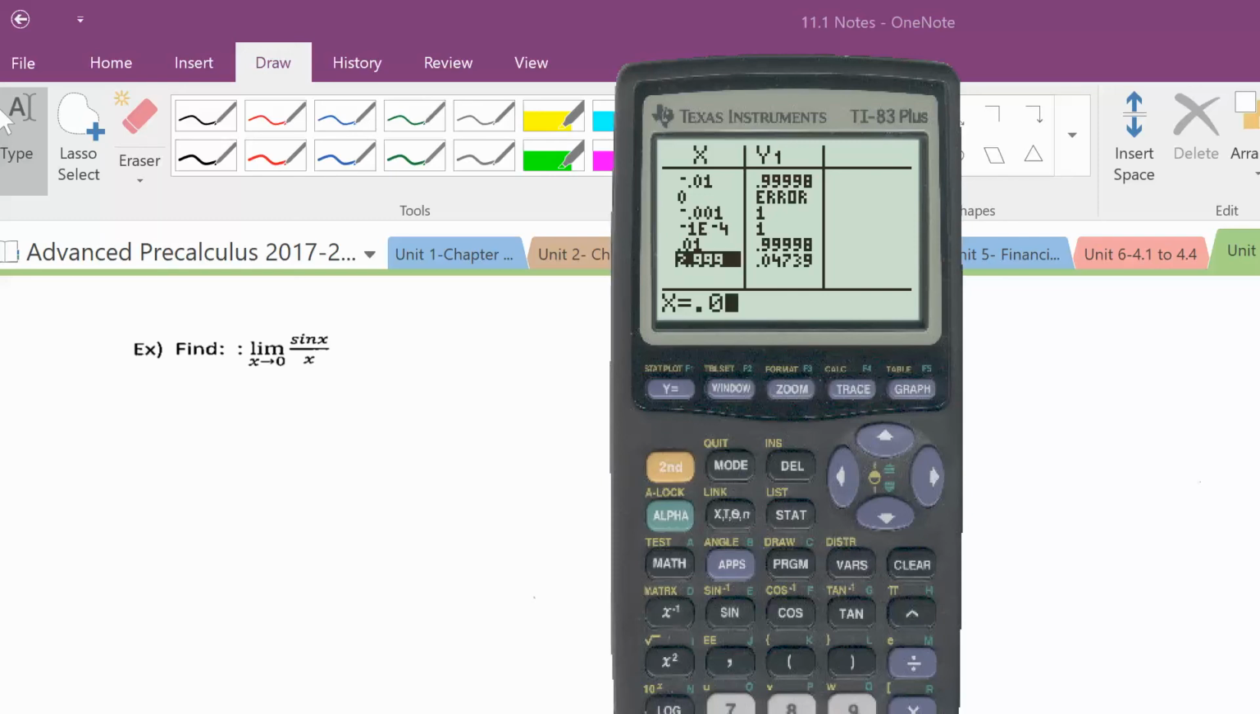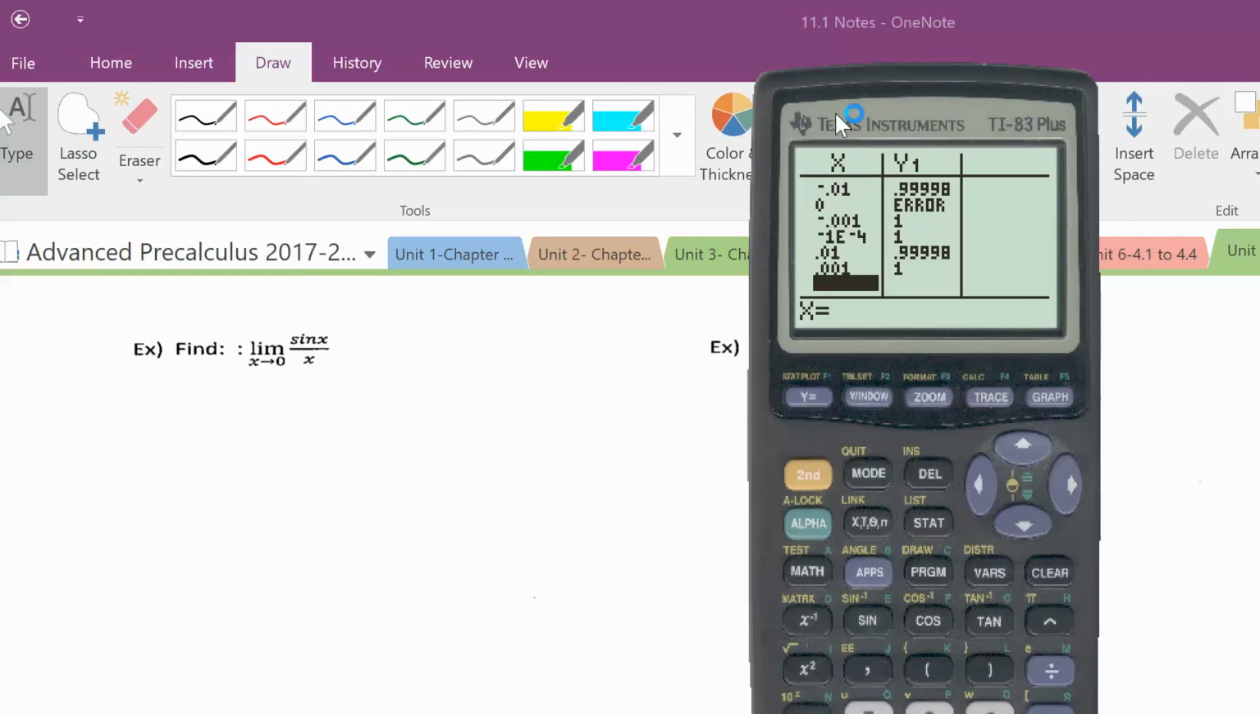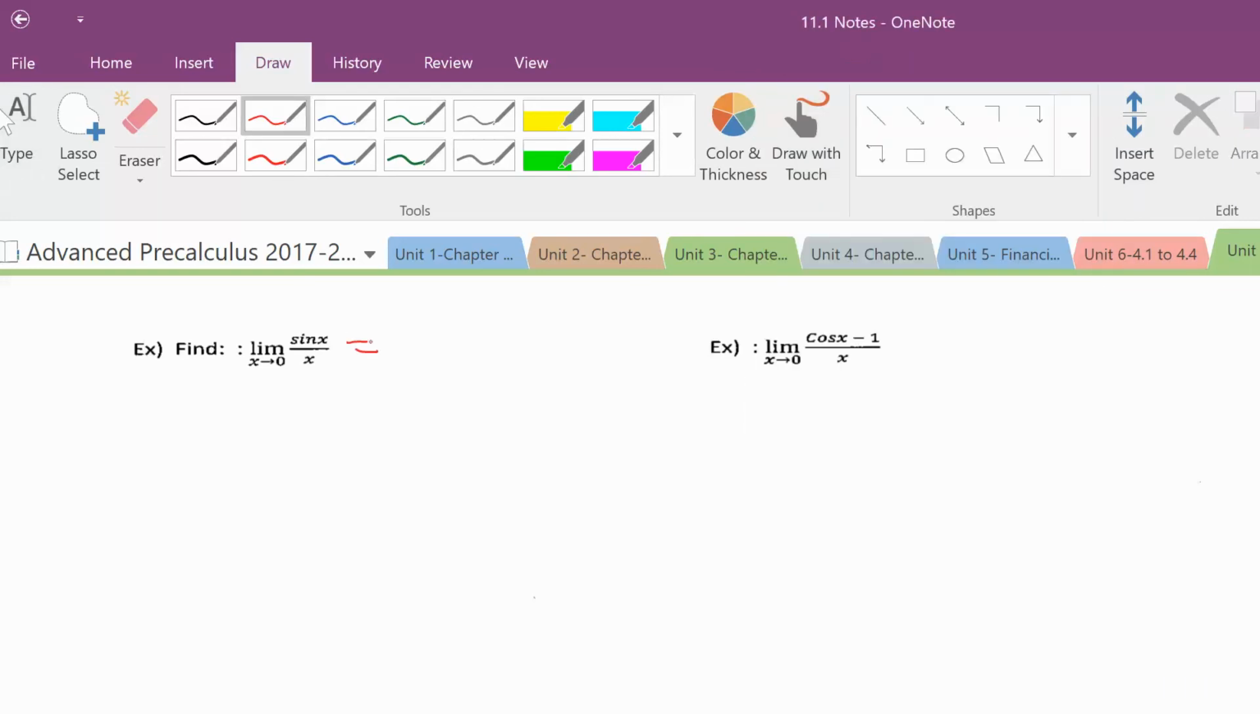And then 0.001. Notice it's going towards the number 1 as it approaches 0. Notice when I put 0 in, it gave me an error because that's not allowed. But it's going towards 1. So we say the limit as x approaches 0 of sine x over x is 1.